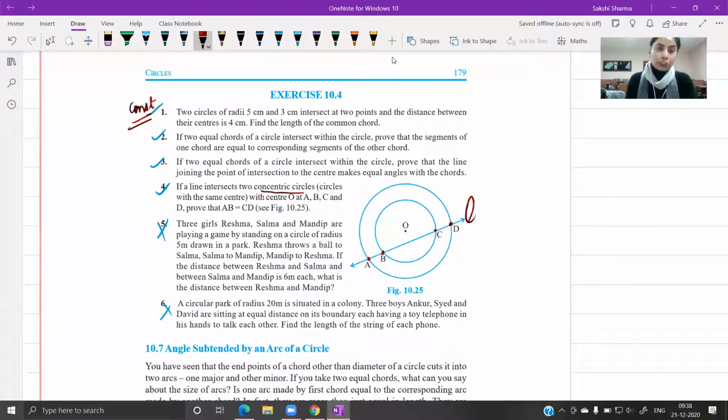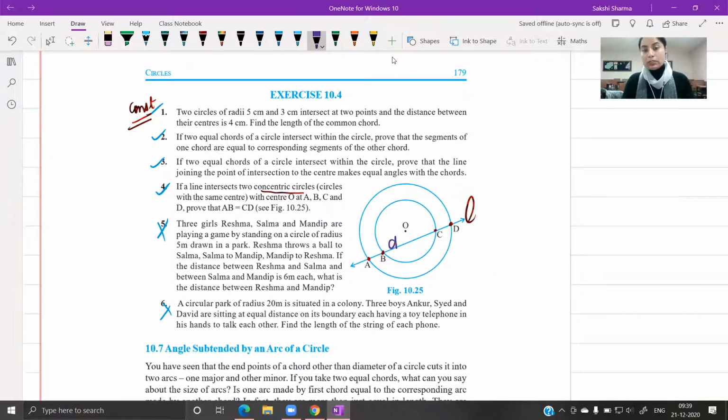So sometimes the question could directly be in statement form, that if a line intersects two concentric circles, prove that the segments of that line lying between the boundaries are equal. So this is what you will have. We want to prove AB equals CD. If you look closely, these are two circles with different radii. We have points on the boundary.